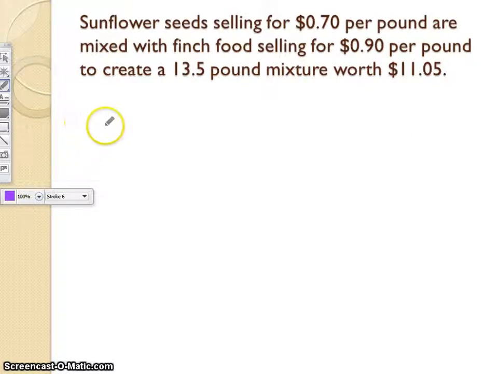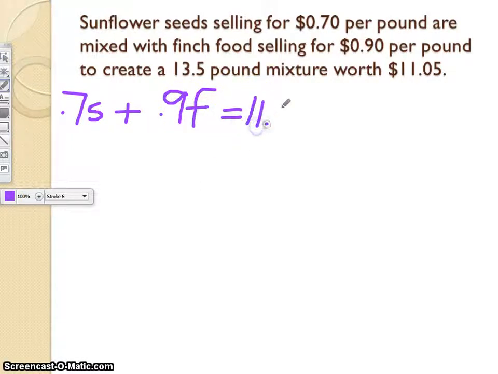$11.05. First thing we need to do is to create 2 different equations reflecting both the weight nature of this problem and the value nature of this problem. Okay, so we know that 0.7 times the weight of the sunflower seeds is at 70 cents per pound, plus 0.9 times the weight of the Finch food will equal $11.05. We know the weight of the sunflower seeds plus the weight of the Finch seeds will equal 13.5 pounds.